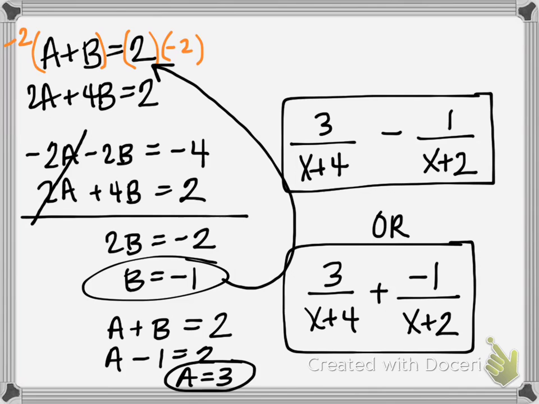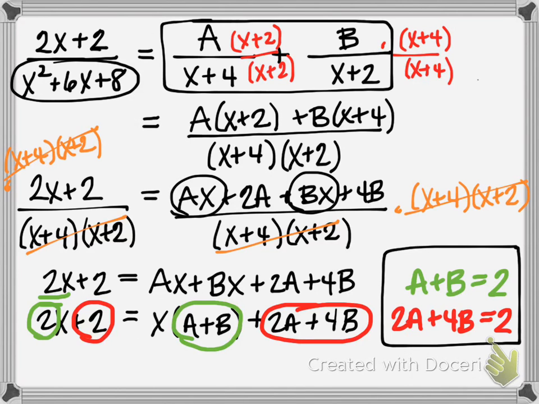So these are the two partial fractions, and if you had gotten a common denominator and added these fractions together, you would end up with what we started with, which was the 2x plus 2 divided by x squared plus 6x plus 8.